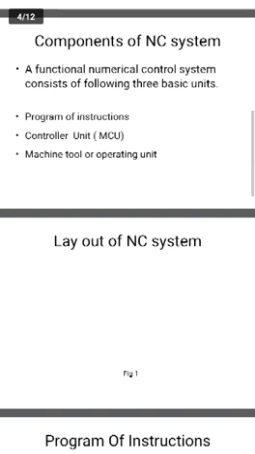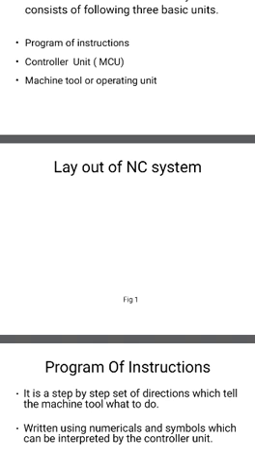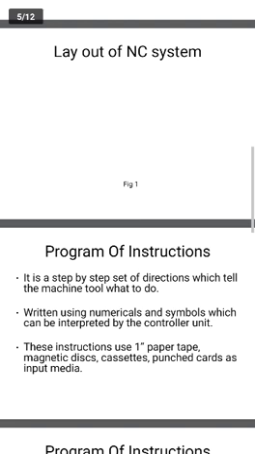Next, that layout is there. Layout means it is connected to the program of instruction. From there the data goes to the control unit. From there the data will go to the machine tool. Okay, like this it is connected. First we will see program of instruction. Okay, first one is program of instruction.